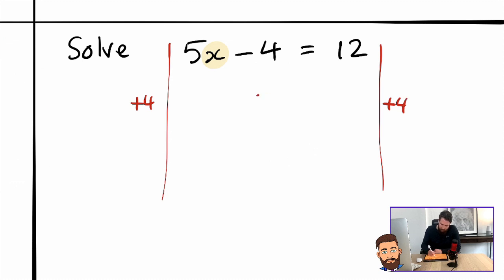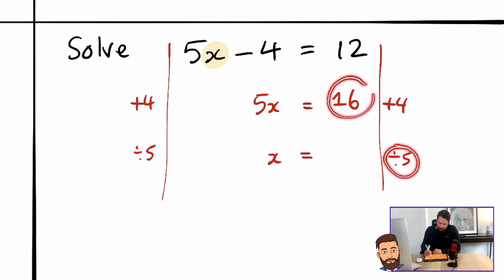So we'd get 5x equals 12 plus 4 is 16. And then the last step to get rid of the 5x, so I just want x, we have to divide by 5, because 5x means 5 times x. The opposite of times is divide. Dividing both sides by 5 will give us, now here, 5 doesn't actually go into 16. So you can simply leave this as a fraction.